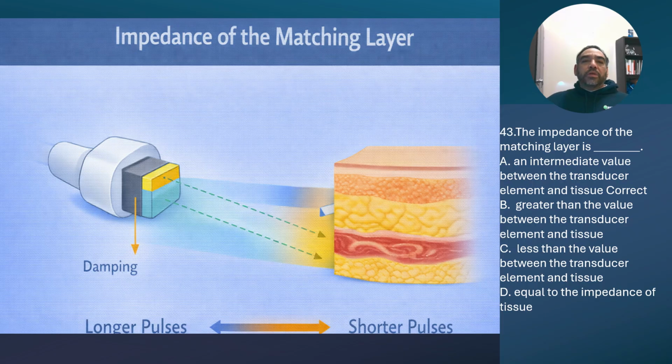Think of it this way. The crystal is about 30, the matching layer is about, let's say, 7, somewhere in between, and the tissue about 1.5. So instead of one huge drop, you create smaller steps. Less reflection and more sound gets moved forward.